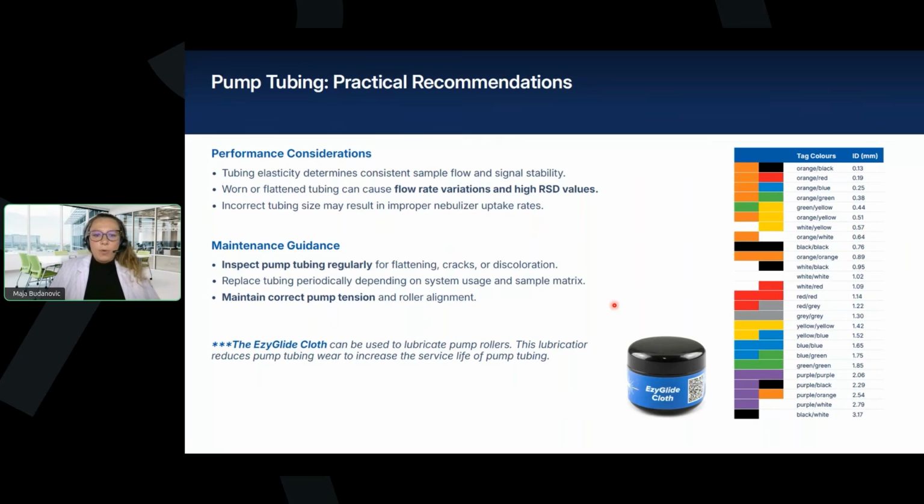It is also very important to maintain the correct pump tension and your roller alignment on the pump, because if you use excessive pressure, it can shorten the lifetime of your tubing as it will accelerate the tubing wear. And a simple step that can help extend your tubing lifetime is keeping your pump rollers properly lubricated. You can use this Easy Glide cloth to reduce the friction between the rollers and the tubing.